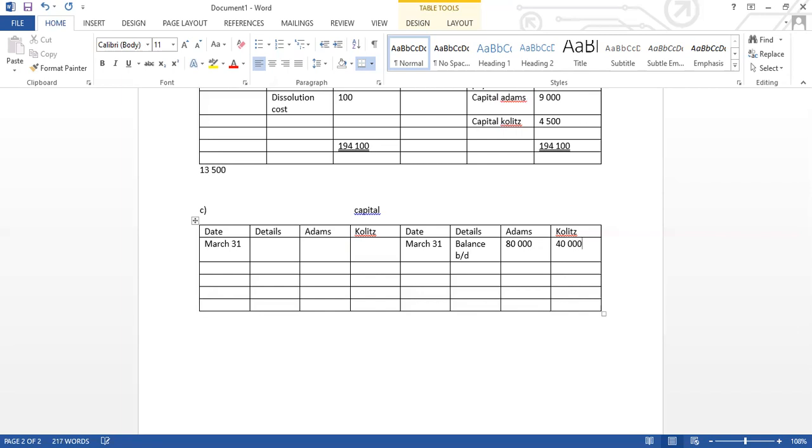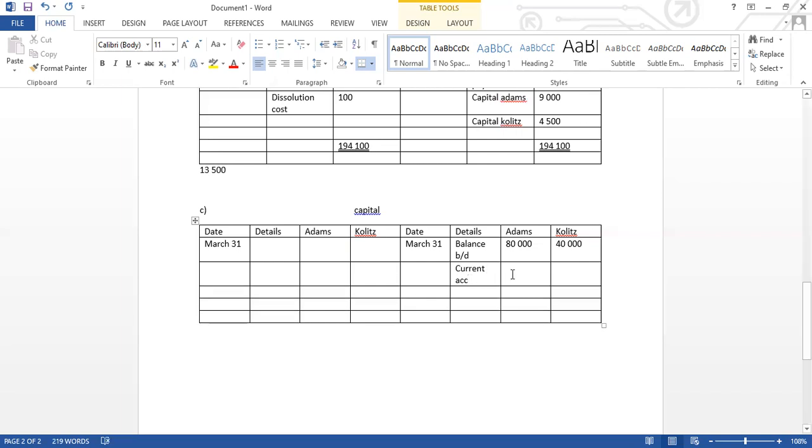What is the next thing that we do? Our current account. We close off our current account to our capital account. Now, in this case, there is only one partner that has a balance on their current account, which is Adams. So Adams has a current account of 4,000.